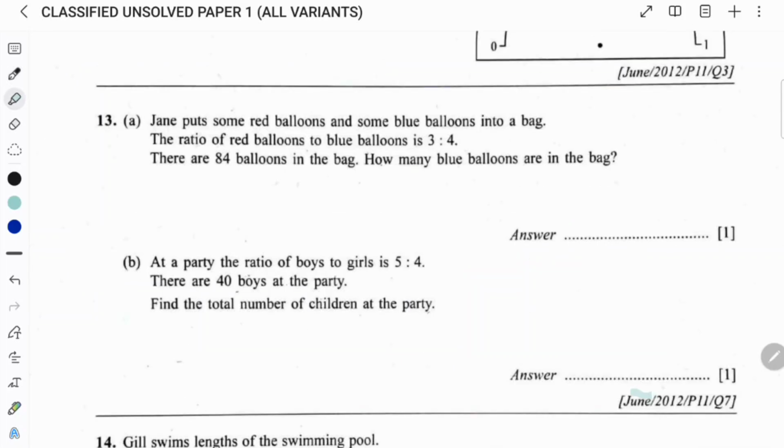Alright, now question 13 in the worksheet, the past paper question 13a. Jane put some red balloons and some blue balloons into a bag. The ratio of red balloons to blue balloons is 3:4. So red is 3 and 4 is blue. Red to blue is 3:4. Be careful and label the numbers correctly. There are 84 balloons in the bag.